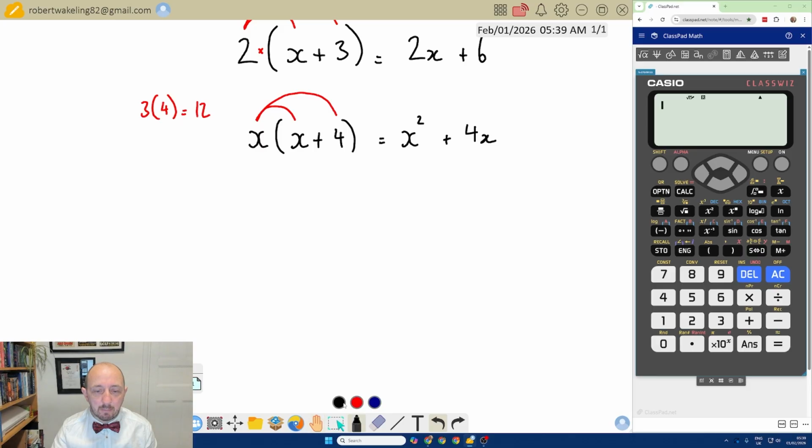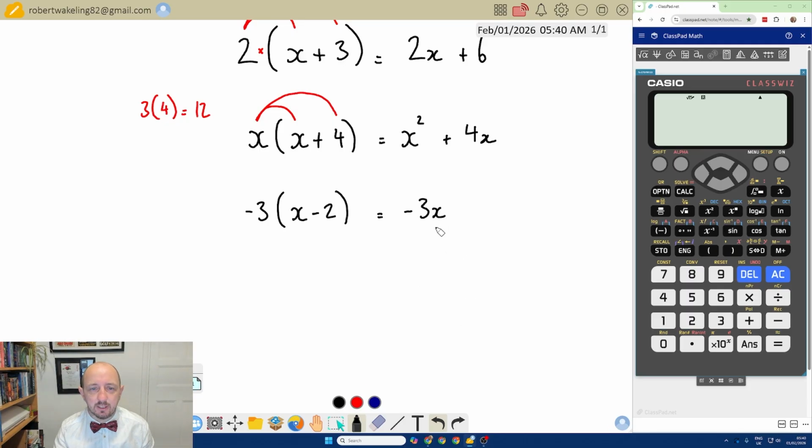How about if we have a minus sign in front? Like minus 3 brackets x minus 2. The presence of the minus sign in front will change the sign of everything on the inside. So x currently is positive, and the minus will make it negative. So negative 3x. Minus 3 times x is minus 3x.